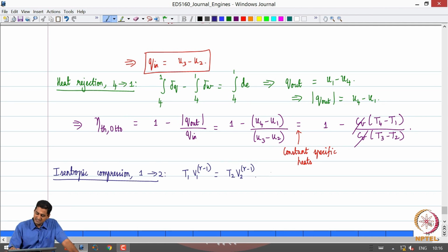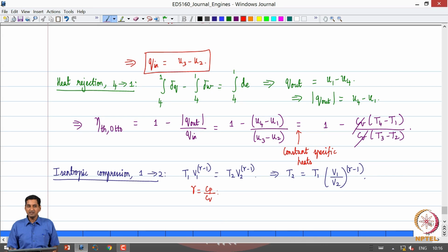So this will give me T2 equals T1 times (V1 by V2) to the power gamma minus 1. By the way, what is gamma? Gamma is nothing but the ratio of specific heats, Cp by Cv. Typically its value is taken as 1.4 for air under standard conditions. So that is the meaning of gamma.